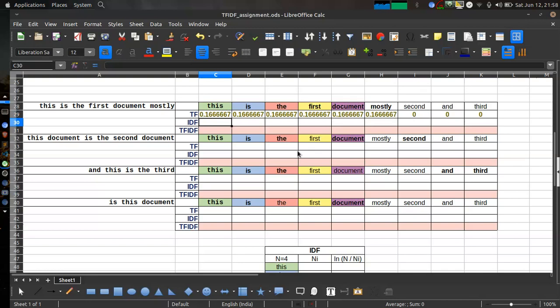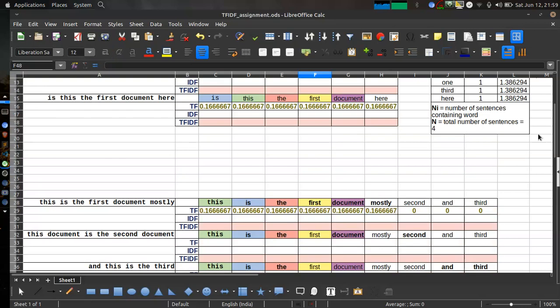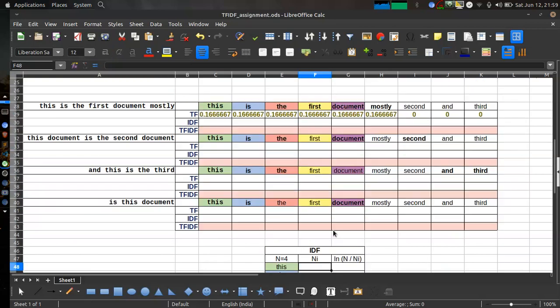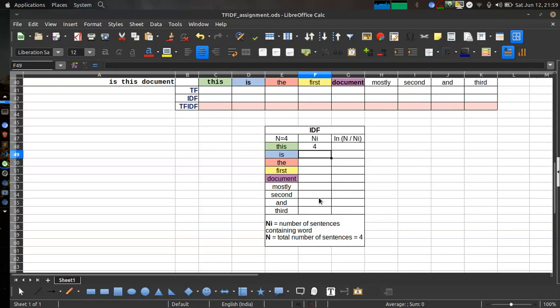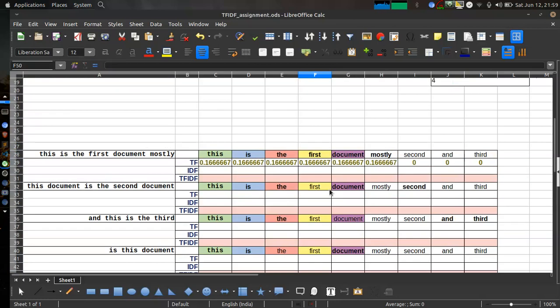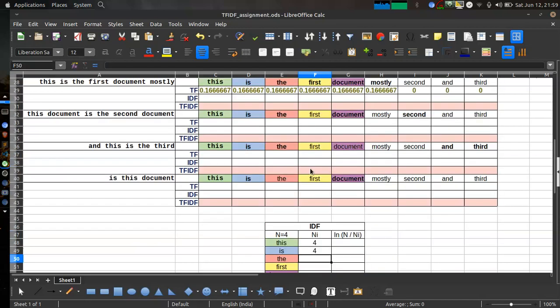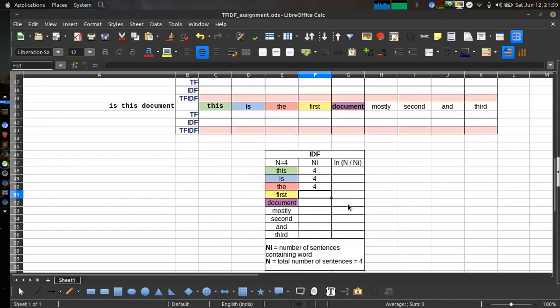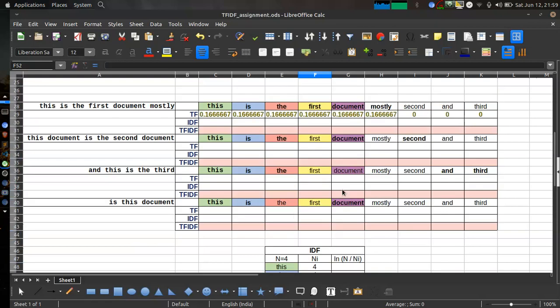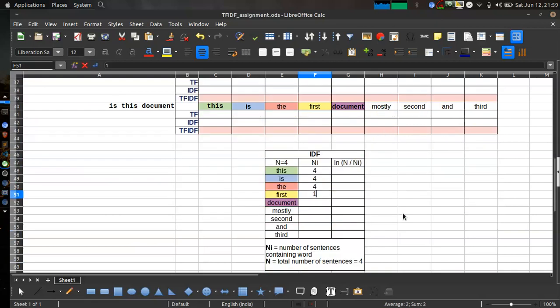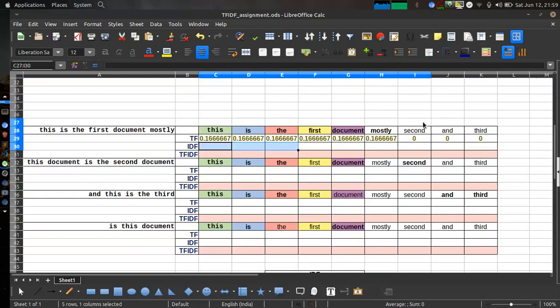It is really easy, and we can calculate IDF also, right? In a similar fashion. How many sentences have this word? This is also repeating in 4 sentences. 1 2 3 4. The is also repeating. First is not repeating. First is in just one. Correct. Similarly, we will calculate the IDF values, write all the IDF values, and multiply TF and IDF. That way you will get all the TF-IDF values.